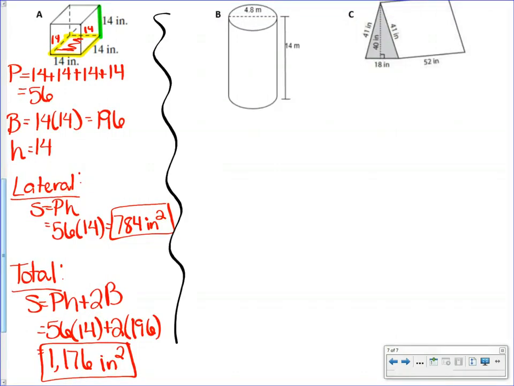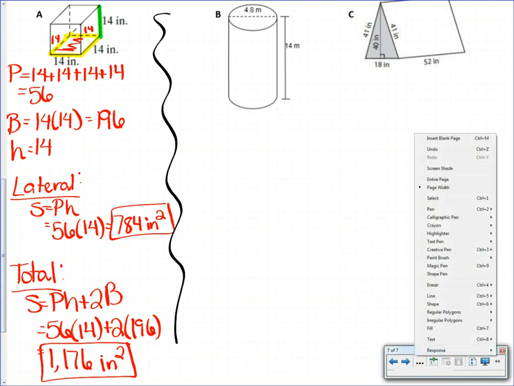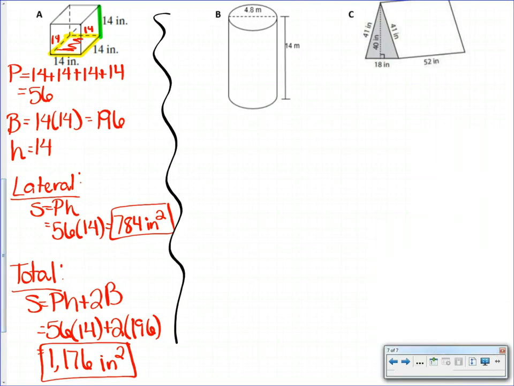Next we have the cylinder. So cylinder is a little bit different. We're going to start by finding the area of the base. You need to identify your radius and your height. Remember, radius is only halfway, so we're going to take 4.8 divided by 2, and you're going to get 2.4 for your radius, and my height is 14.